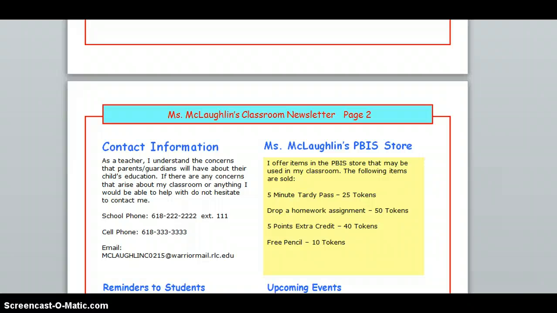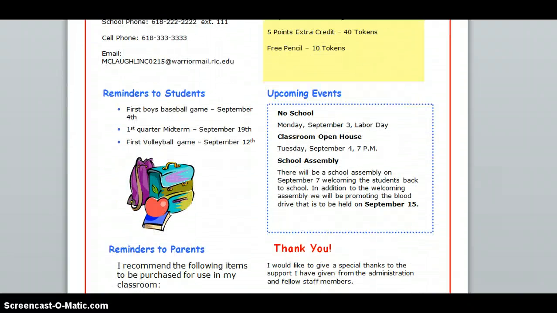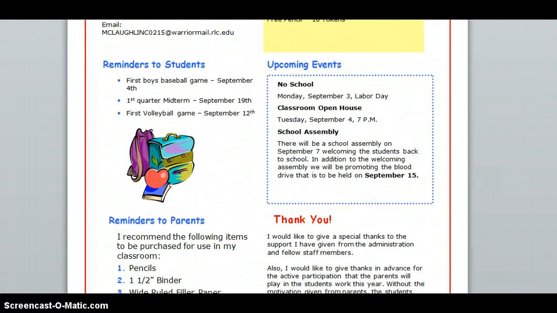There's contact information in case they need to talk to me, just some little reminders and upcoming events, and a thank you to the parents because I feel like they do a lot. They need a thank you, and not only the parents but fellow staff members, and things that they need to bring. Being prepared is most important, and I think that it's a good thing to remind them of. So there you have my new additions to my portfolio.